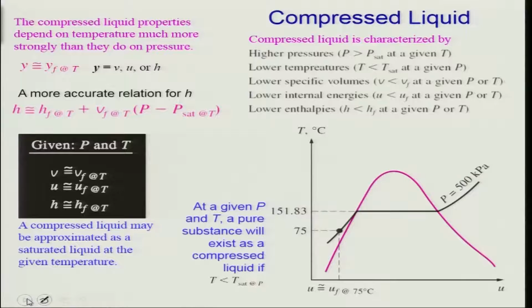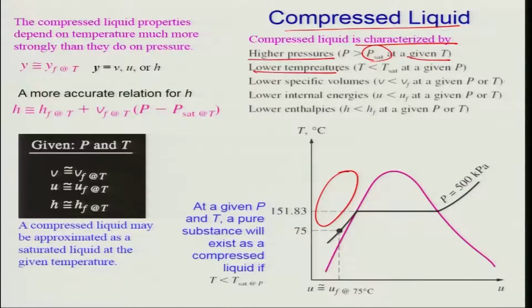Okay, so next we are going to discuss the compressed liquid. Compressed liquid is of course this region which is the left side of the saturated liquid line. Now this is something which can be characterized by higher pressure than the saturation pressure at a given temperature, or lower temperature. Low temperature means less than the saturation temperature at a given pressure.